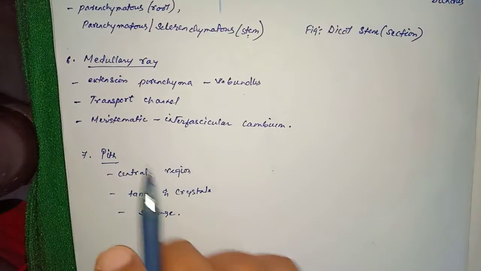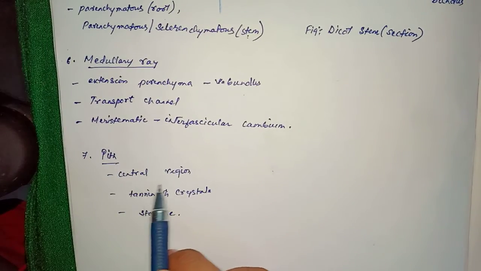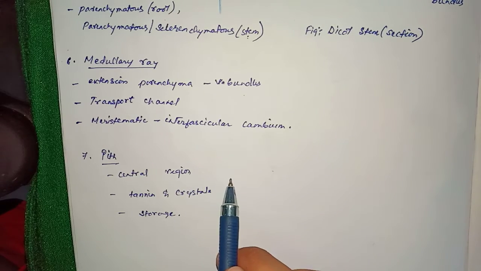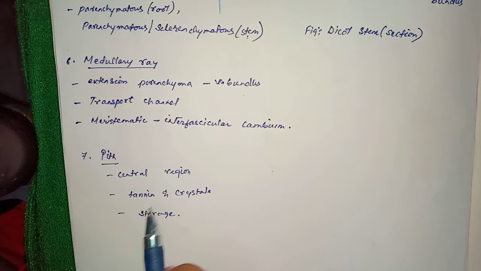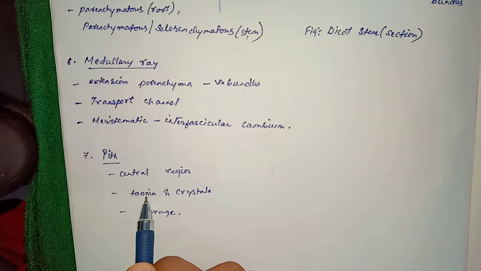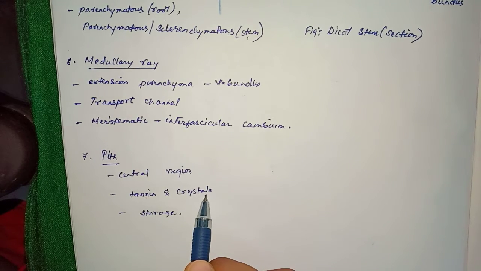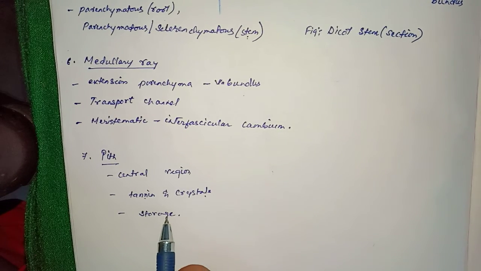The last one is the pith. Pith is the central region of the root and shoot. The cells of the pith contain tannin and lignin crystals, and they serve as a storage of food material.